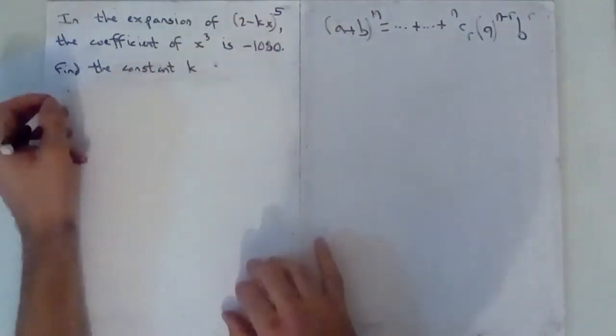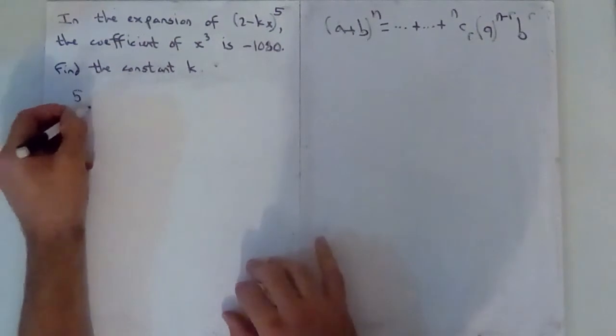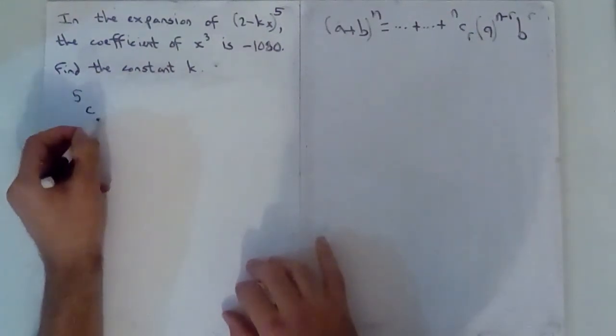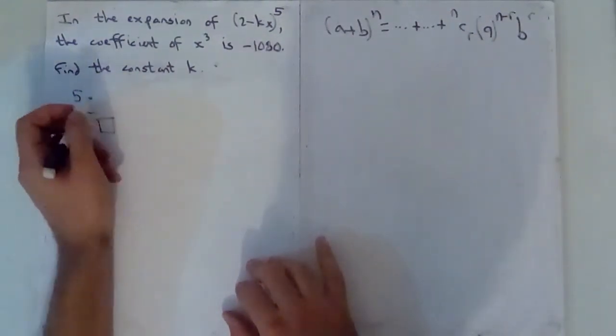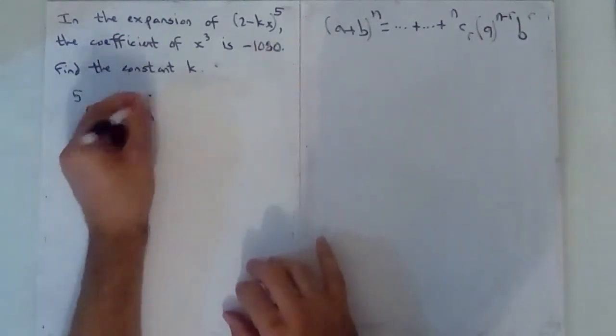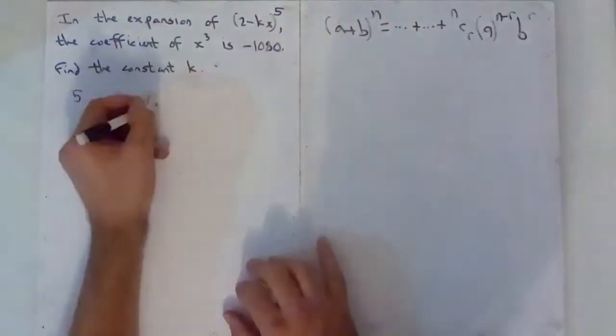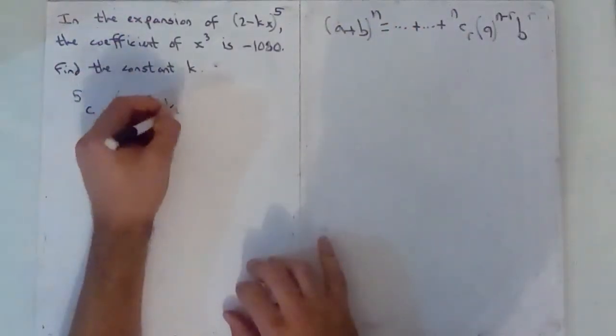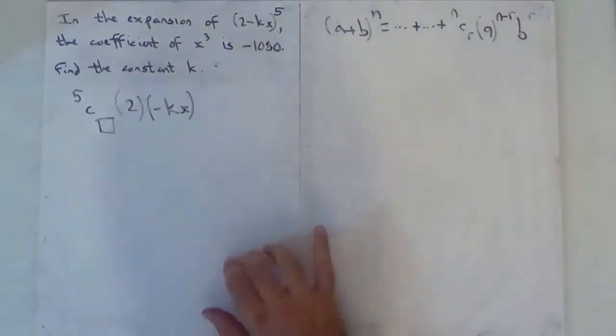Well, we know that n is 5, so 5Cr, so 5C something, 2 to a power, and then, well, 2 is our a, b must be our minus kx, all of it, minus kx. So then we've got to get our r and our n minus r.